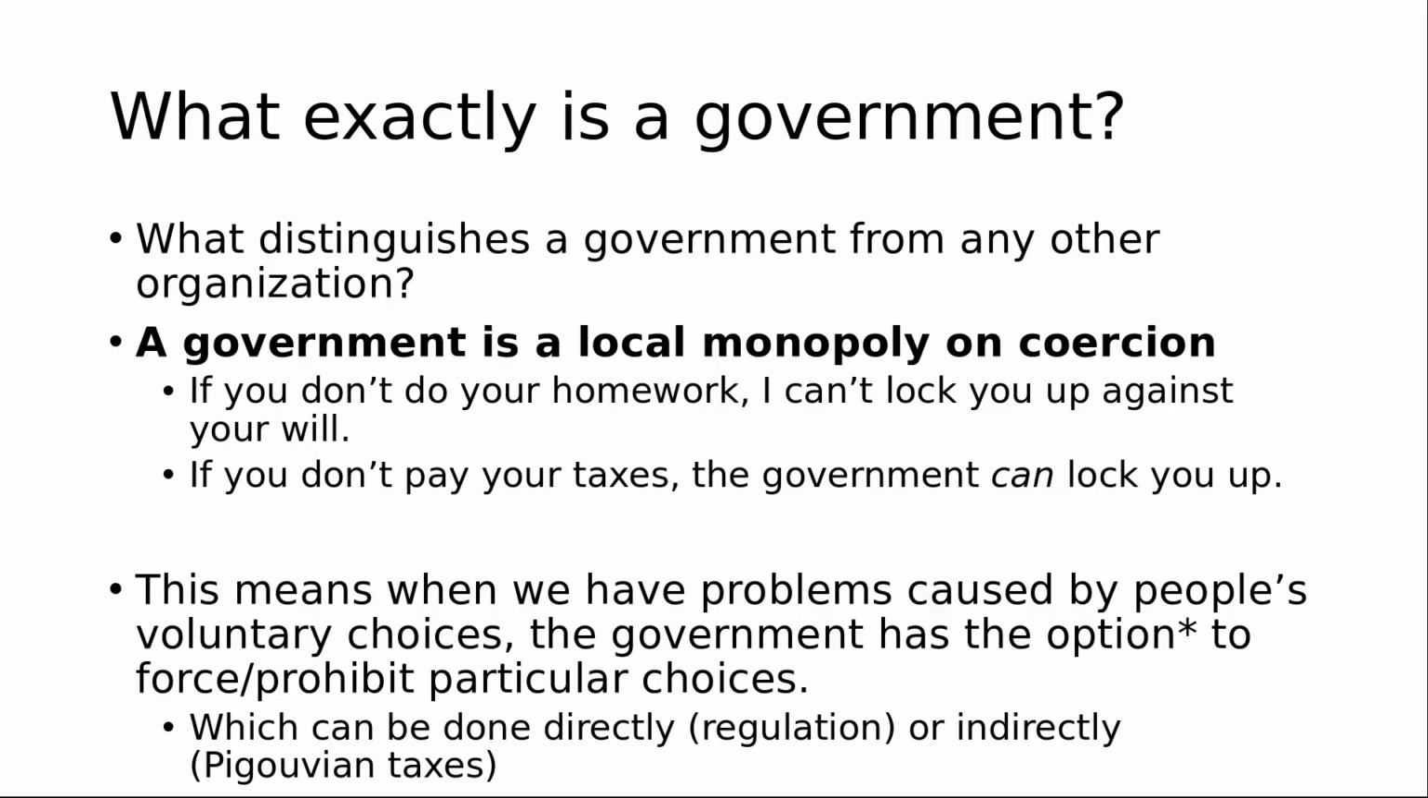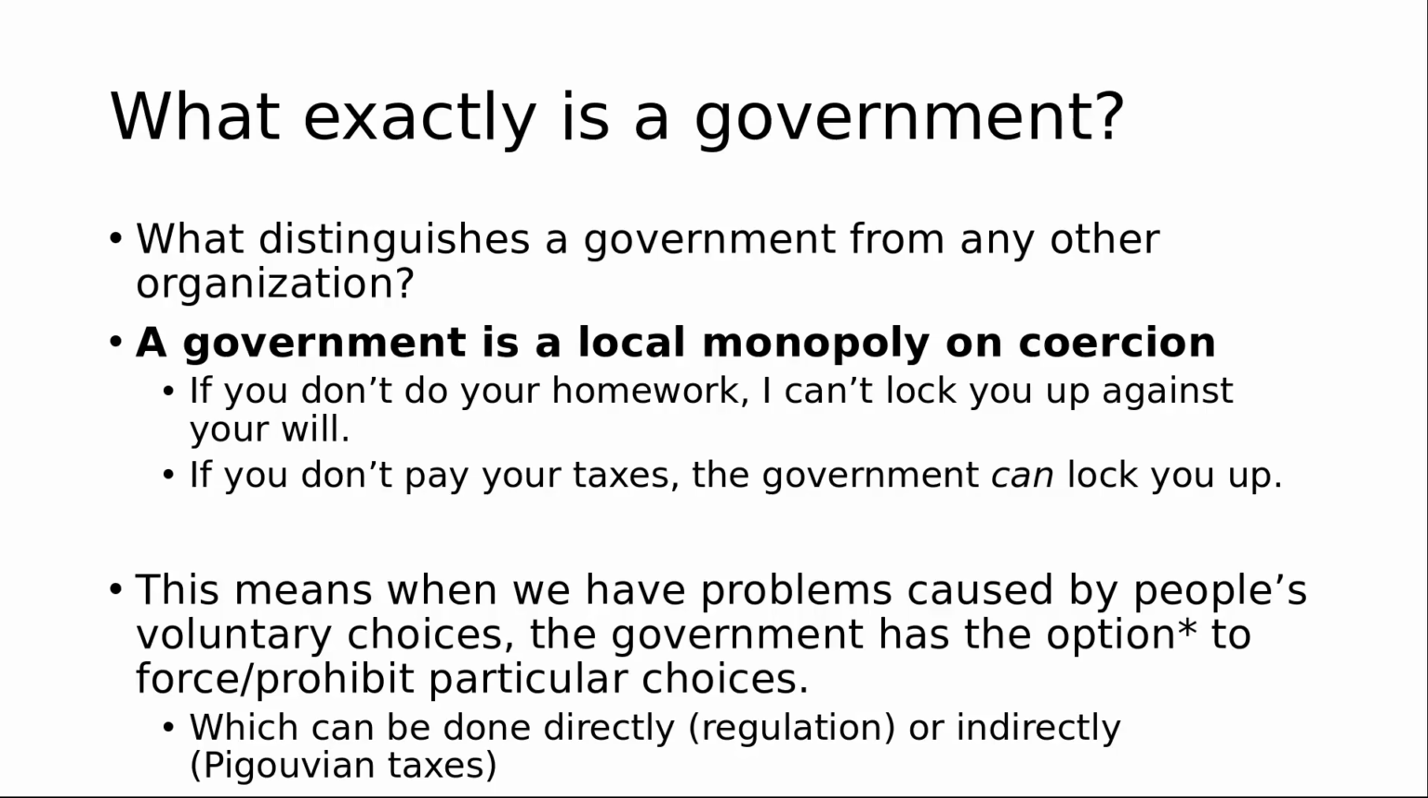So let's take a second and ask, what is a government? What distinguishes it from any other organization? And the fundamental feature that distinguishes, say, the U.S. government from Amazon or the Catholic Church or your local gardening club, what a government has that other organizations don't is this ability to use coercion. So strictly speaking, a government is a local monopoly on coercion.